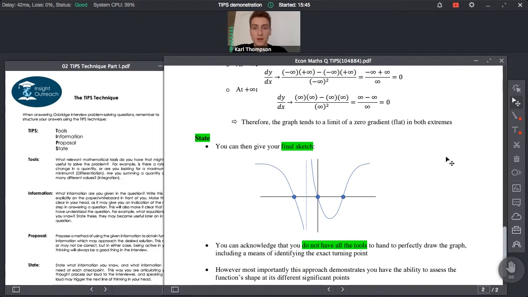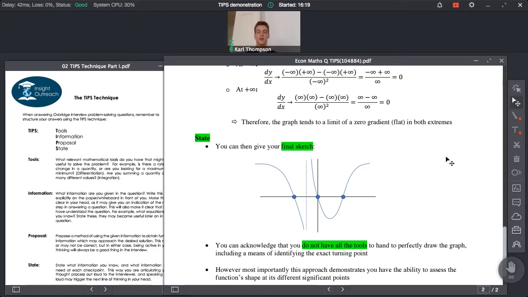But what we've shown here is that you have the tools, the important tools, especially differentiation, to analyze how this relatively complex curve looks, and also to consider its intercepts as well. And you've considered this at the extremes. And that, without a calculator and without more advanced computer programming, would be a very good answer to this question.